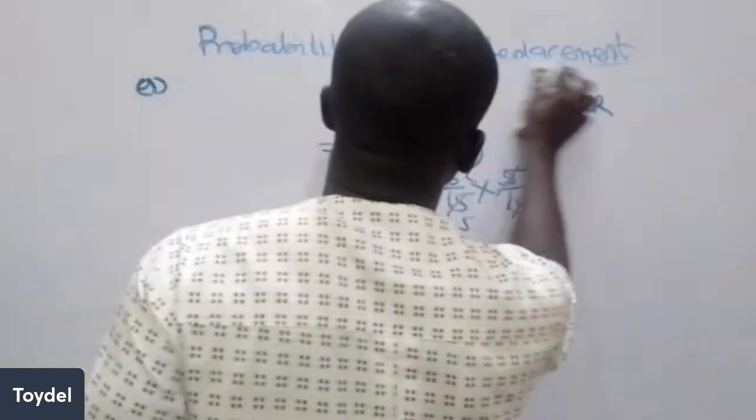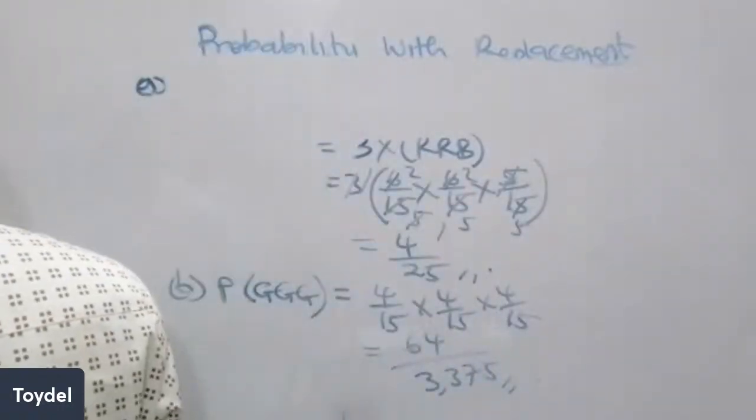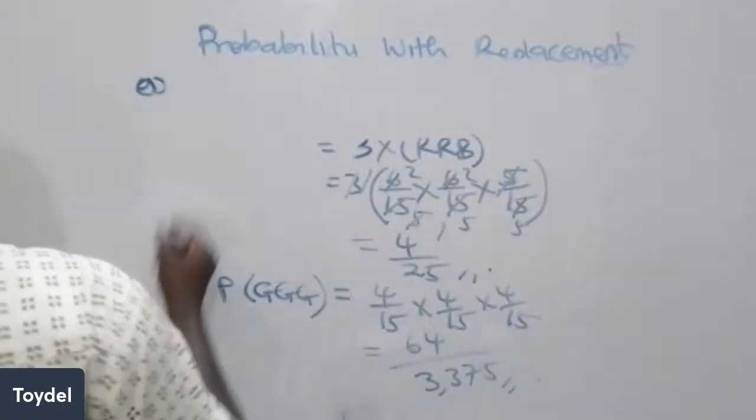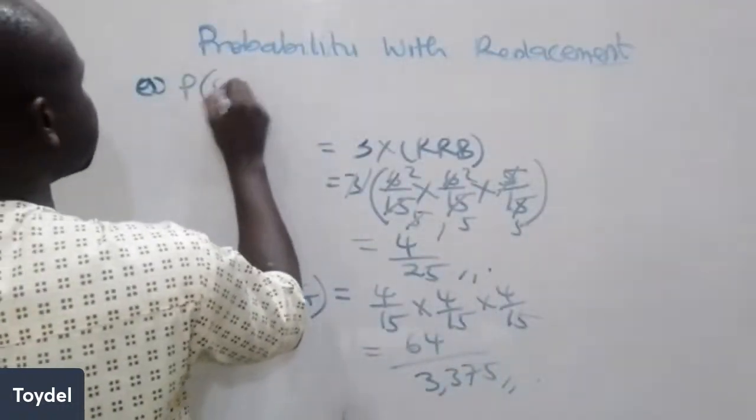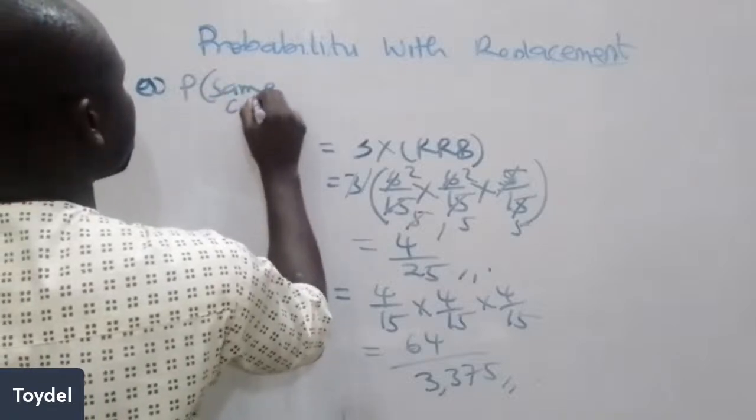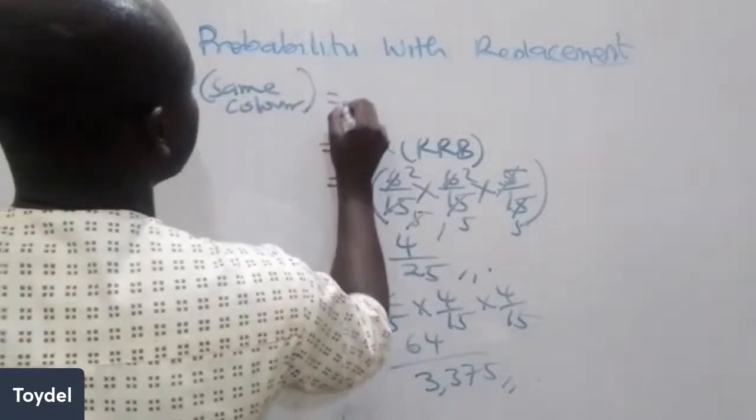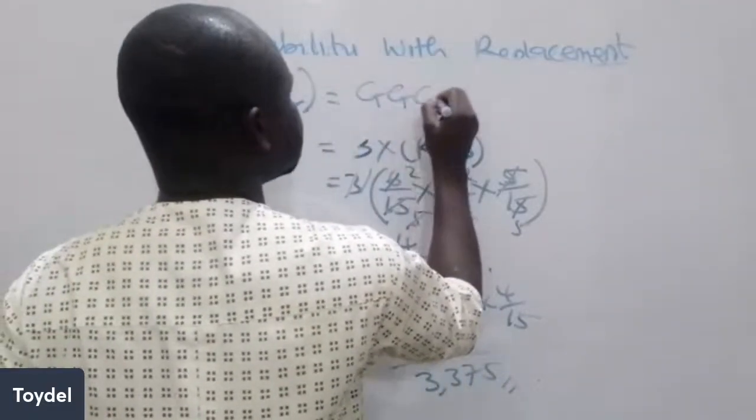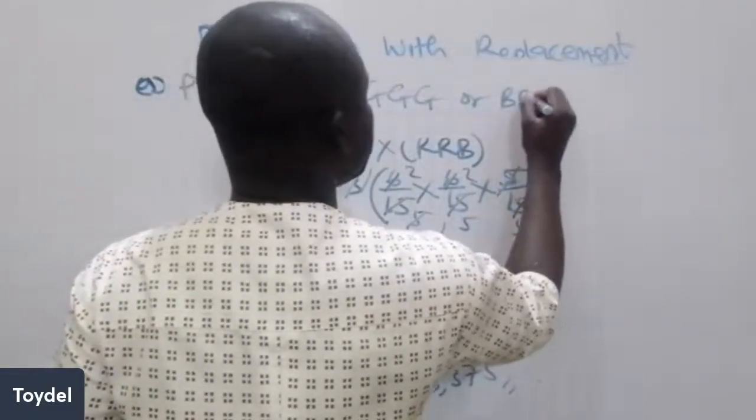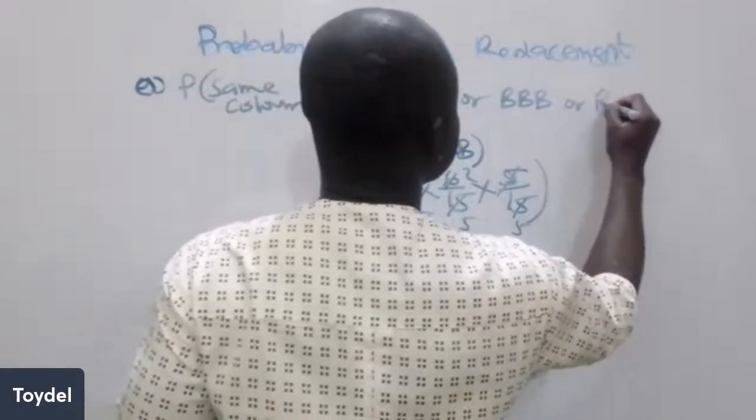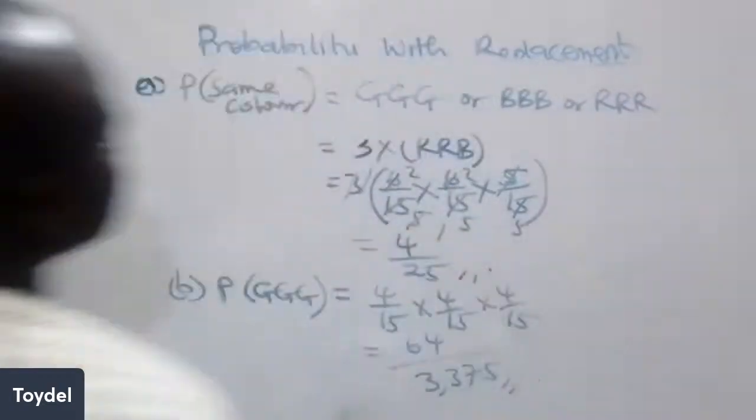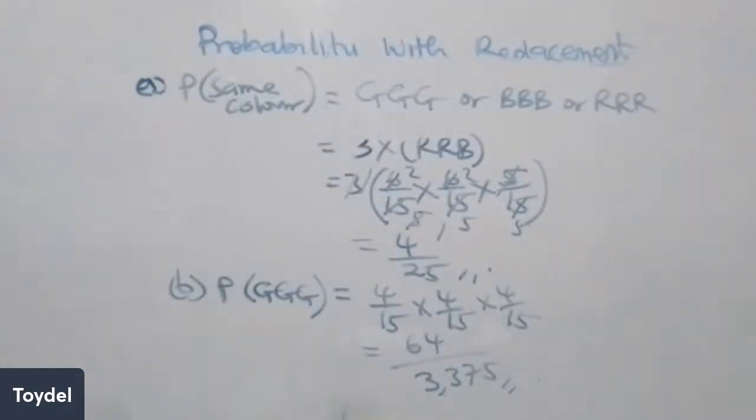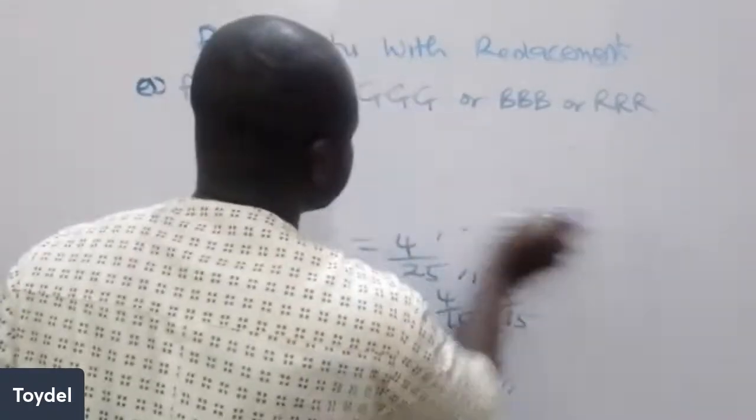Then the third question is to find the probability that all the 3 balls are of the same color. Probability of same color. That is, all the balls are the same color. That simply means that the balls can be either green, or blue, or red. These are the possibilities. So if they have the same color, they are blue, green, or red.